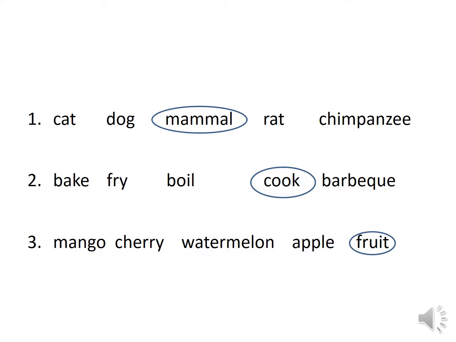You should have selected mammal, cook, and fruit. Why? Because the other selections are specific instances: different kinds of mammals, different ways of cooking, specific types of fruit.